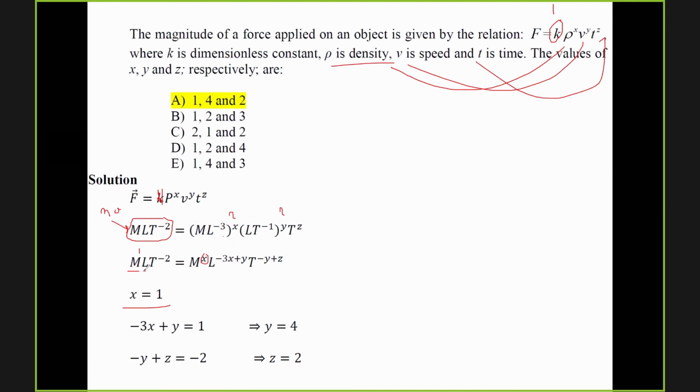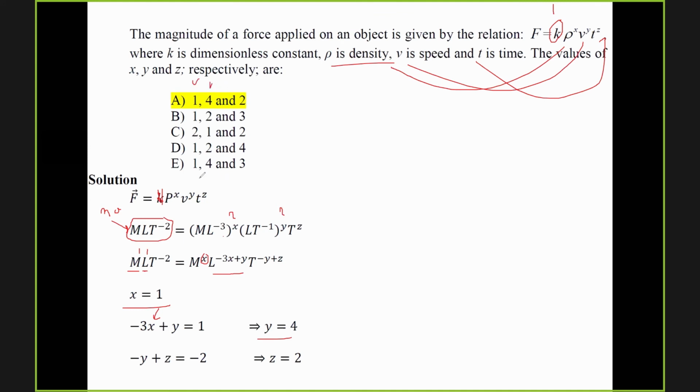Now, if I take this L, when I collect the terms for L, I find L to the power minus 3x plus y. And what's the power of L on the left? It is 1. So 1 equals minus 3x plus y. But because I know x equals 1 from the first part, y will be 4. We're almost there. So x is 1, and y is 4.